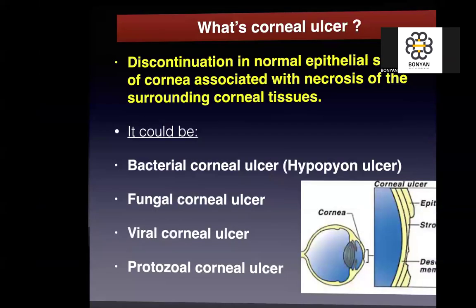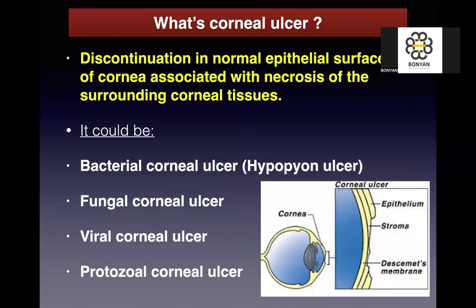We have talked in the first part about the anatomy and physiology of the cornea, and I told you that the cornea consists of 6 layers, starting with the epithelium, then the corneal stroma, and finally the Descemet endothelium complex. So, ulcer is defined as discontinuation of the normal epithelial surface of the cornea associated with necrosis of the surrounding corneal tissues. So, I will tell you here about some important points.